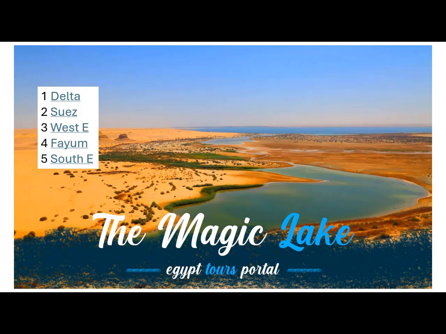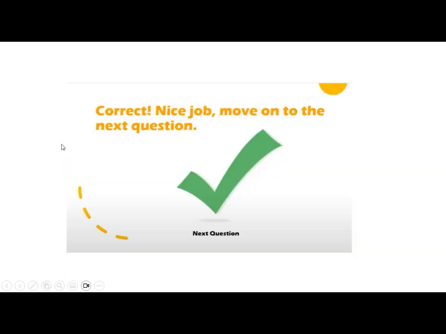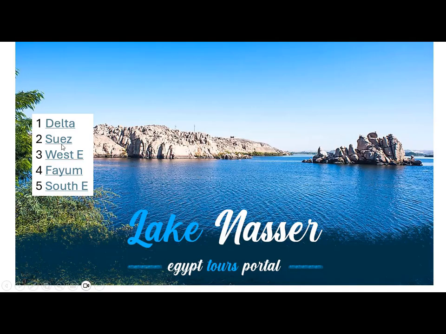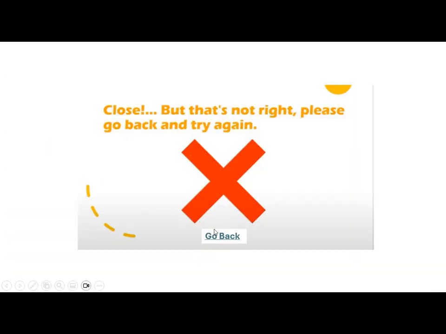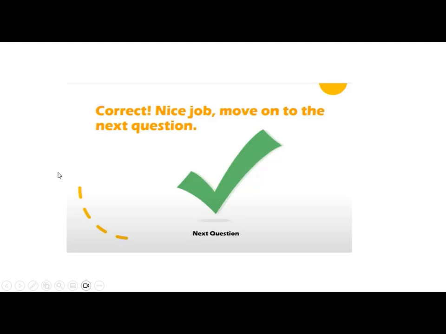Here it's called the Magic Lake, and this Magic Lake is located in one of these 5 regions. If I know the Magic Lake is in Fayoum, therefore this is the correct answer. Here is Lake Nasser. Lake Nasser is behind the High Dam and is in South Egypt, therefore this is correct. This is Lake Moeris. If you make a mistake, for example, and put it in Suez, you get wrong. You go back because this is again in Fayoum.